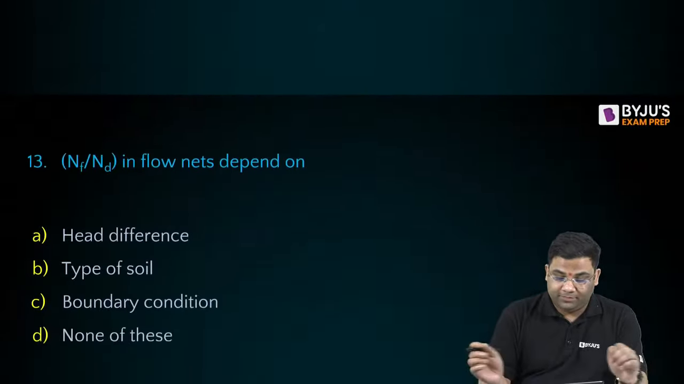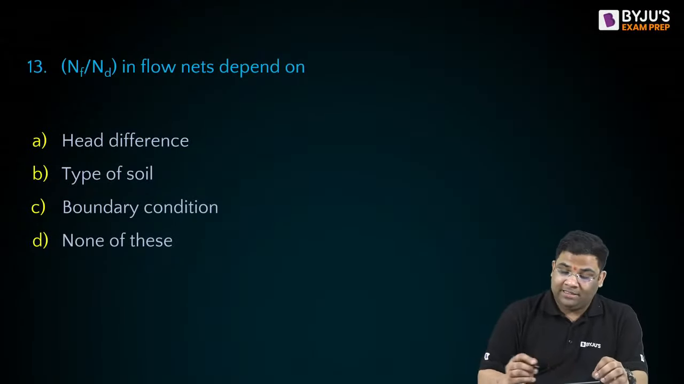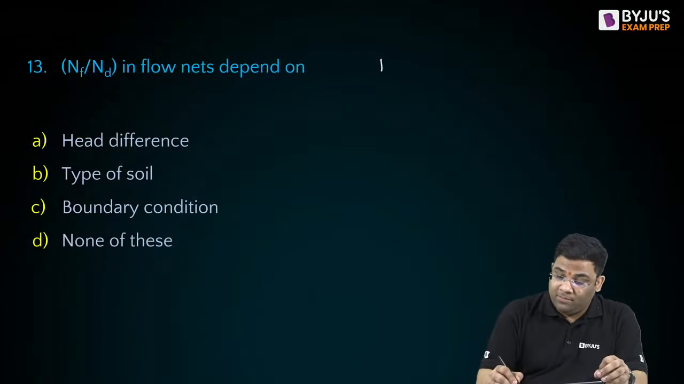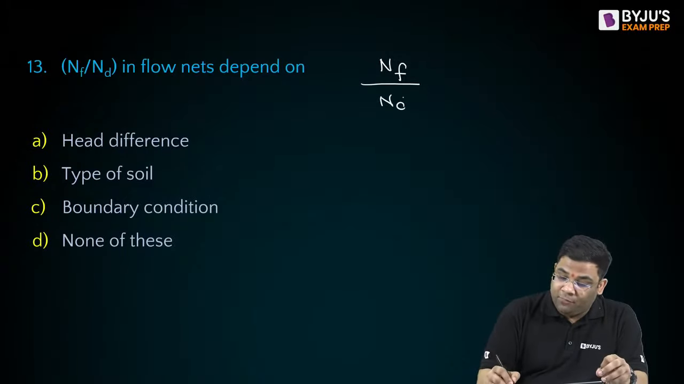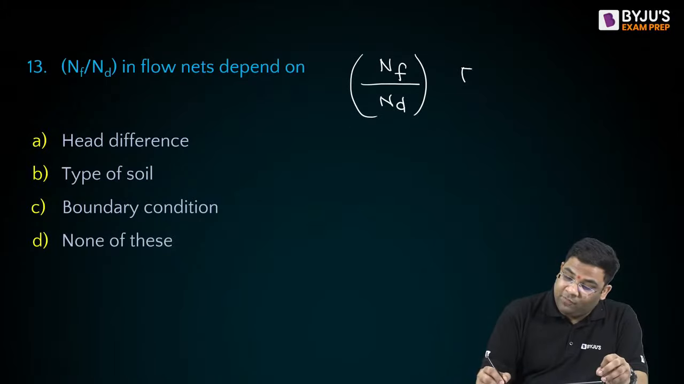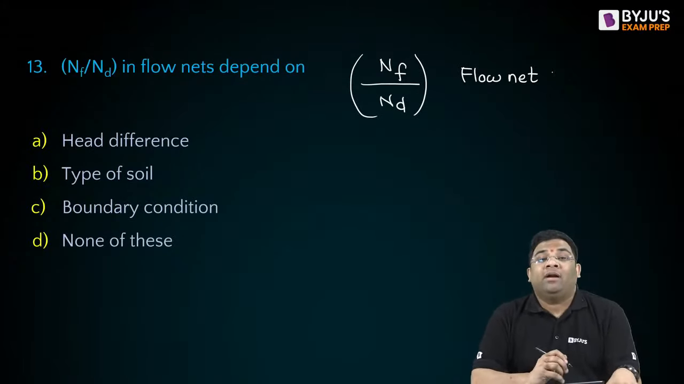So next question. NF by ND. What is NF? The number of flow channels, and ND is the number of potential drops. This in a flow net depends on what? Write down the answer.